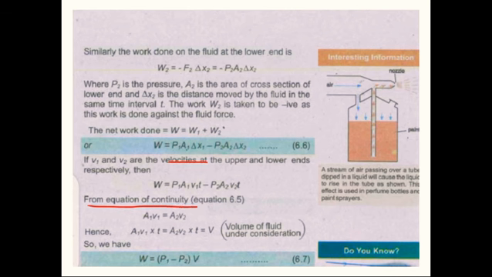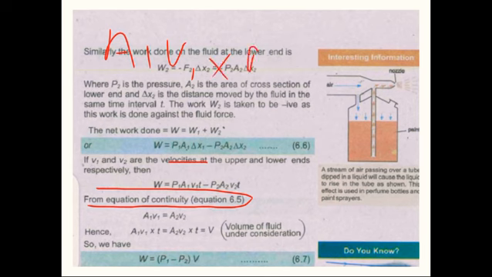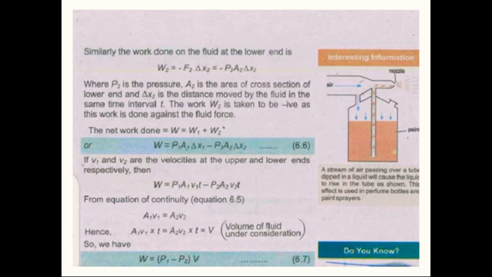From the equation of continuity, do you remember the last topic? Yes, the equation of continuity is A1 V1 is equal to A2 V2. So from the last topic, as we know, A1 V1 is equal to A2 V2. So that's why A1 V1 into T is equal to A2 V2 into T is equal to volume of the fluid. So focus on this step.